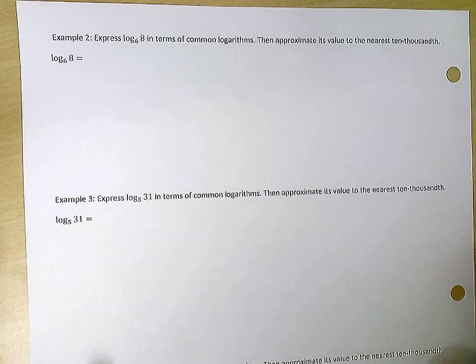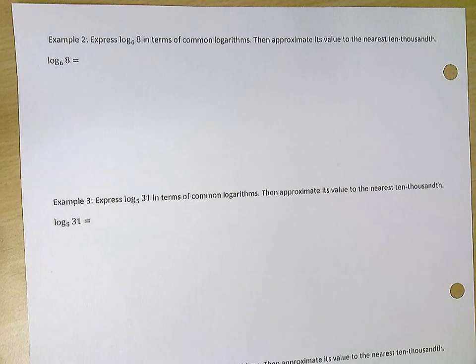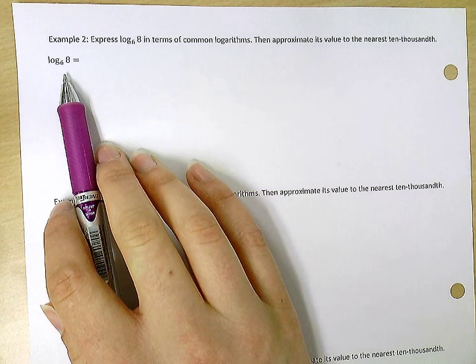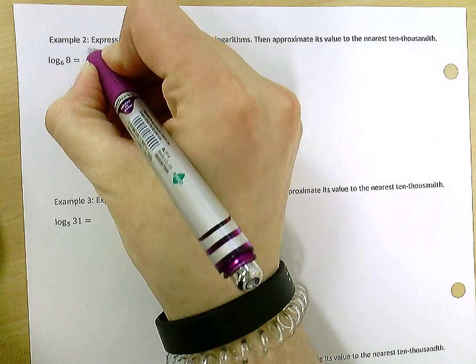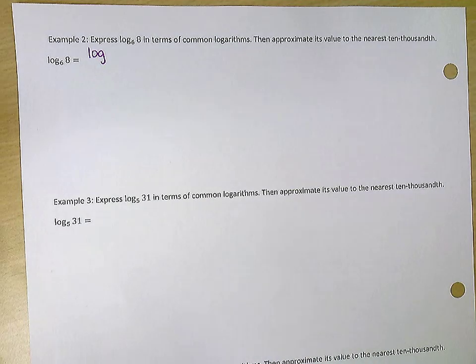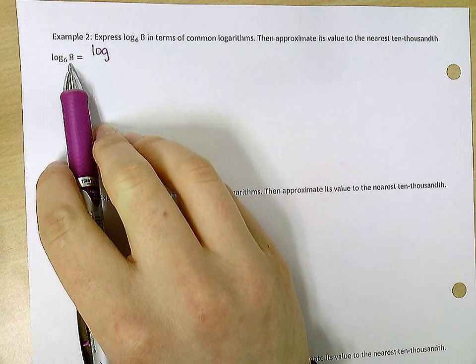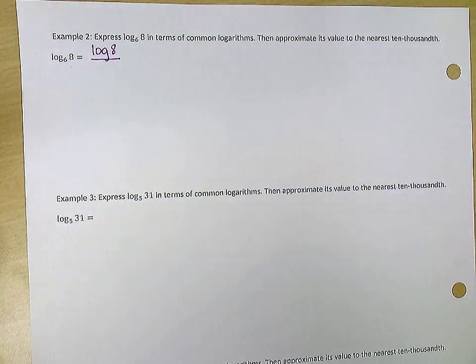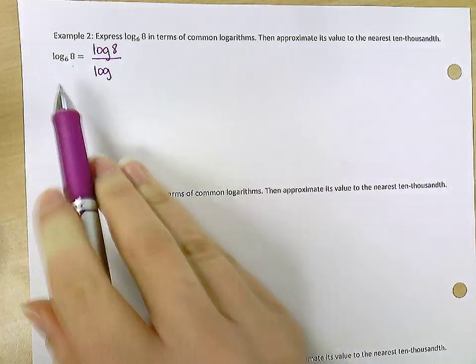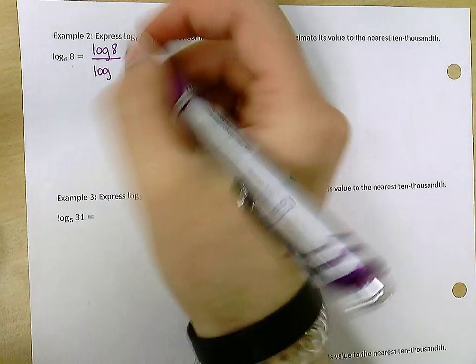All right, we're going to do another one. We want to express log base 6 of 8 in terms of common logarithms and then approximate its value to the nearest 10,000. So we have log base 6 of 8. Again, I want to change this to a common logarithm, which is log base 10. So I need to first change that base to just log. We attach the number after in the numerator, so this is 8, over log of the original base, which is 6.